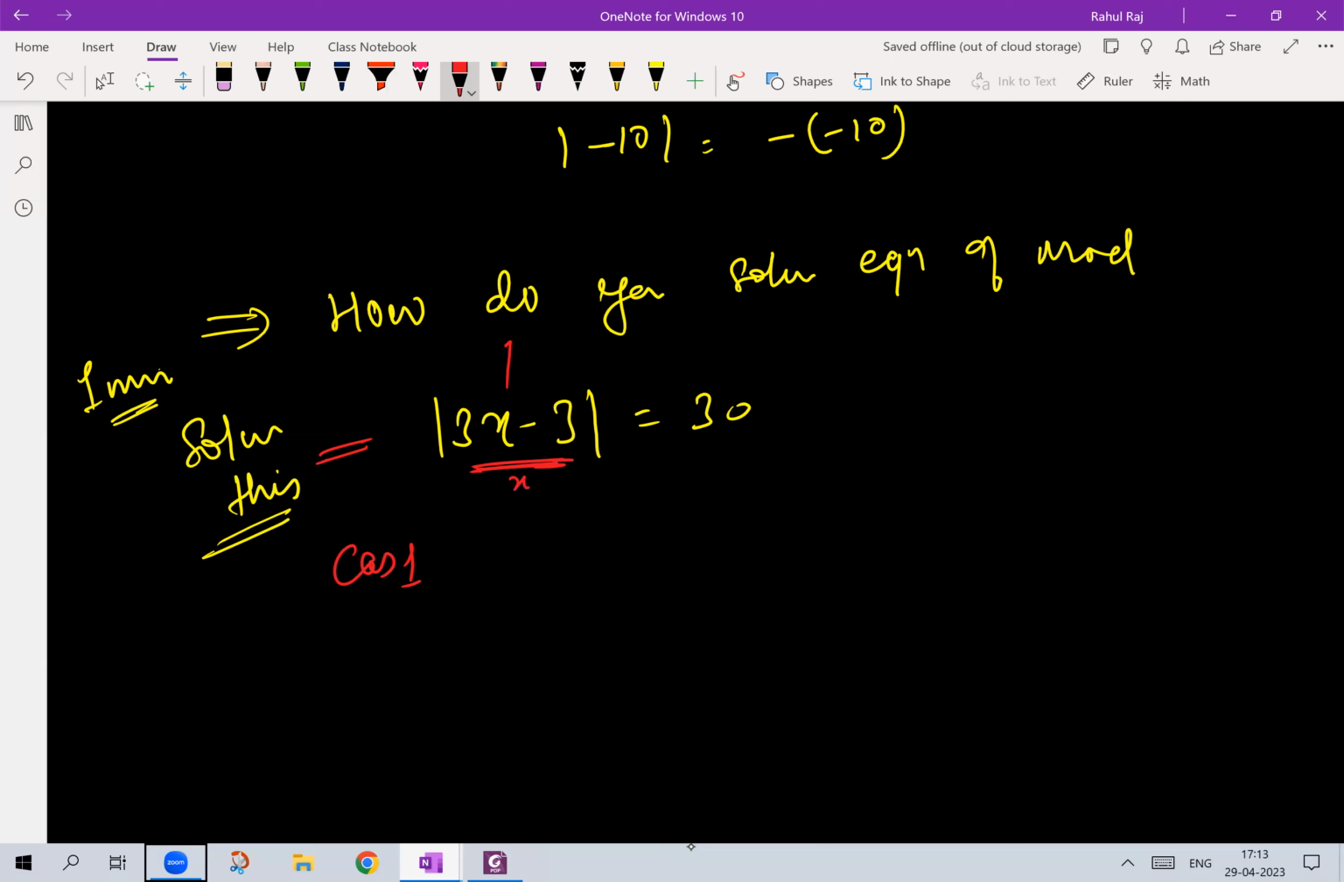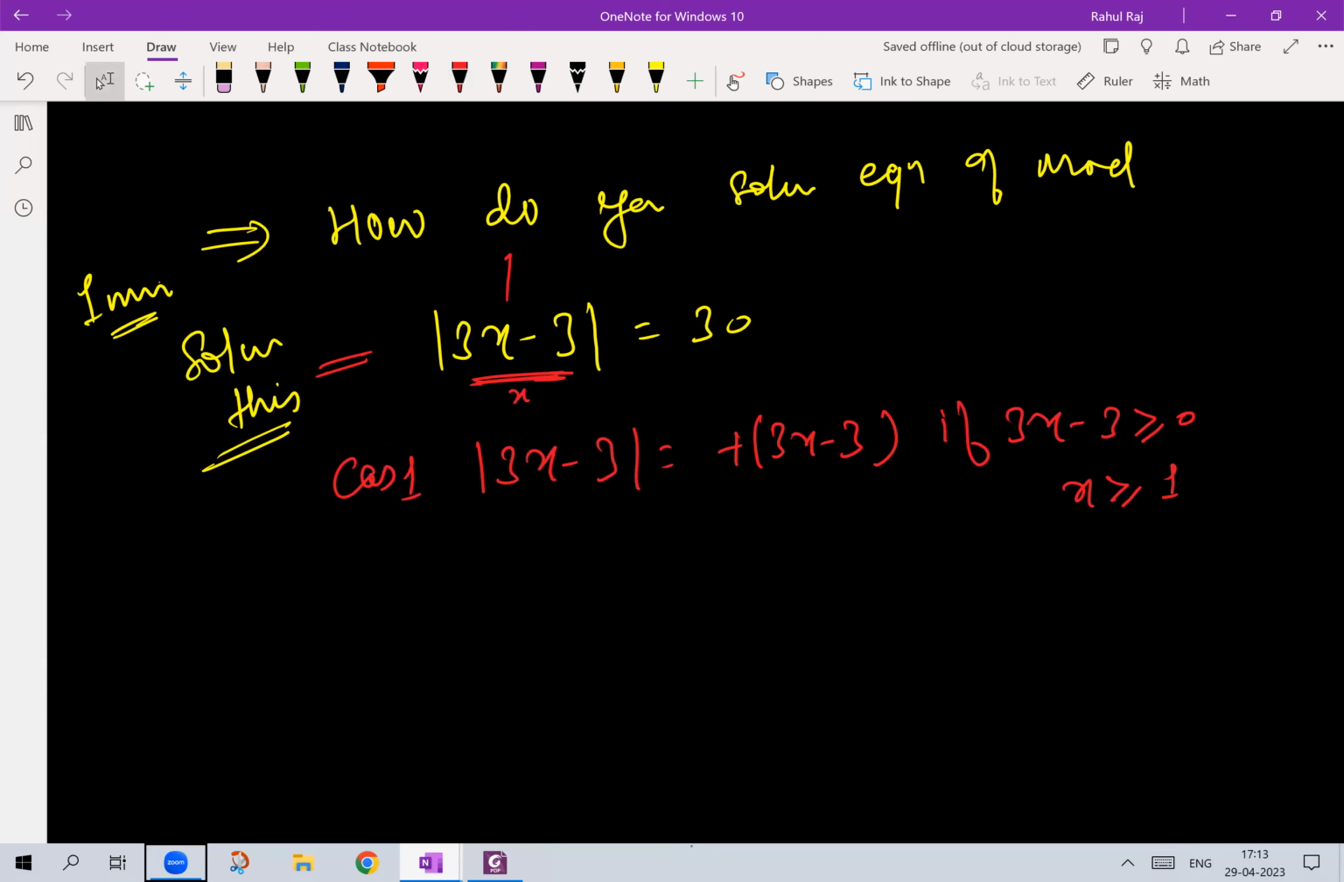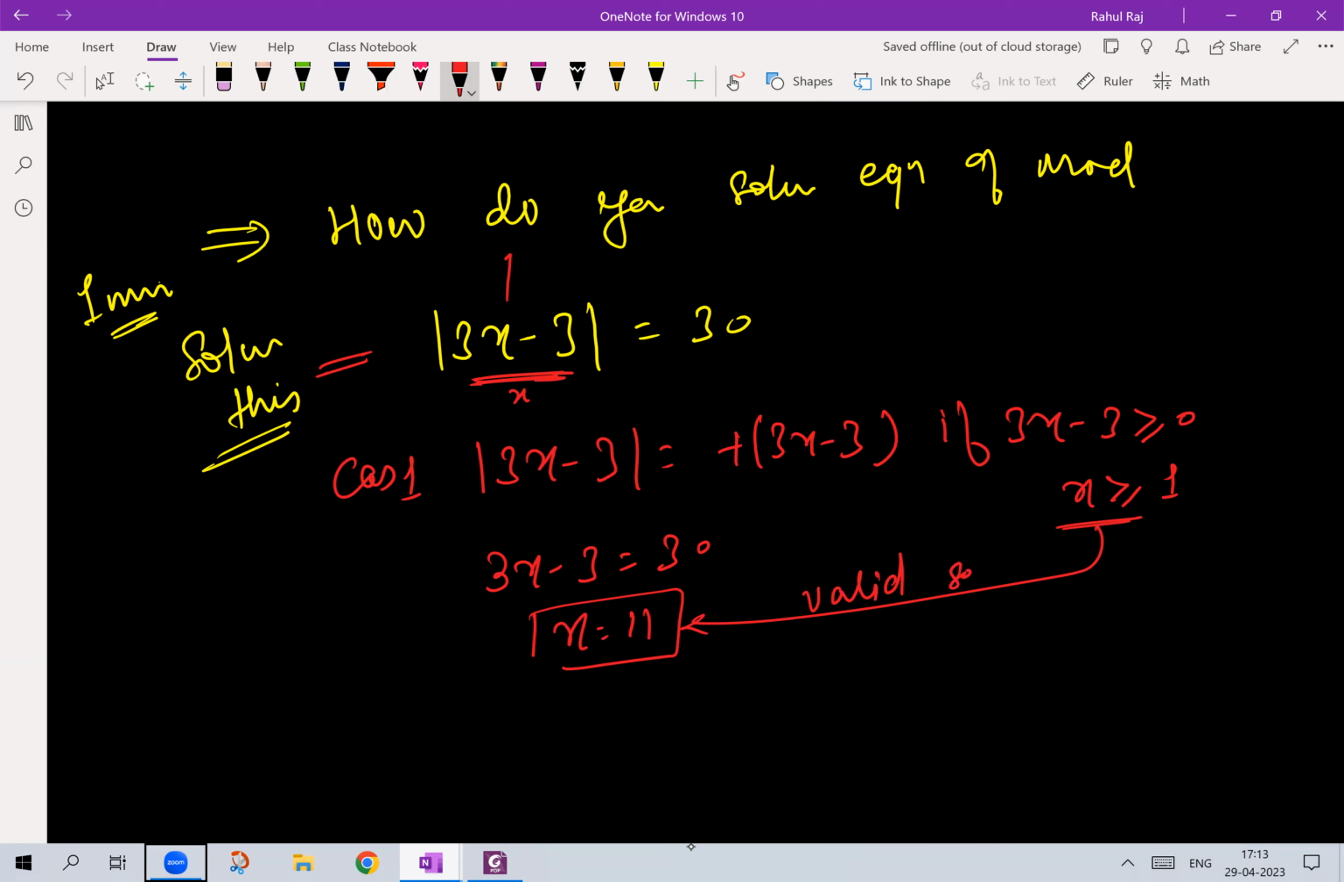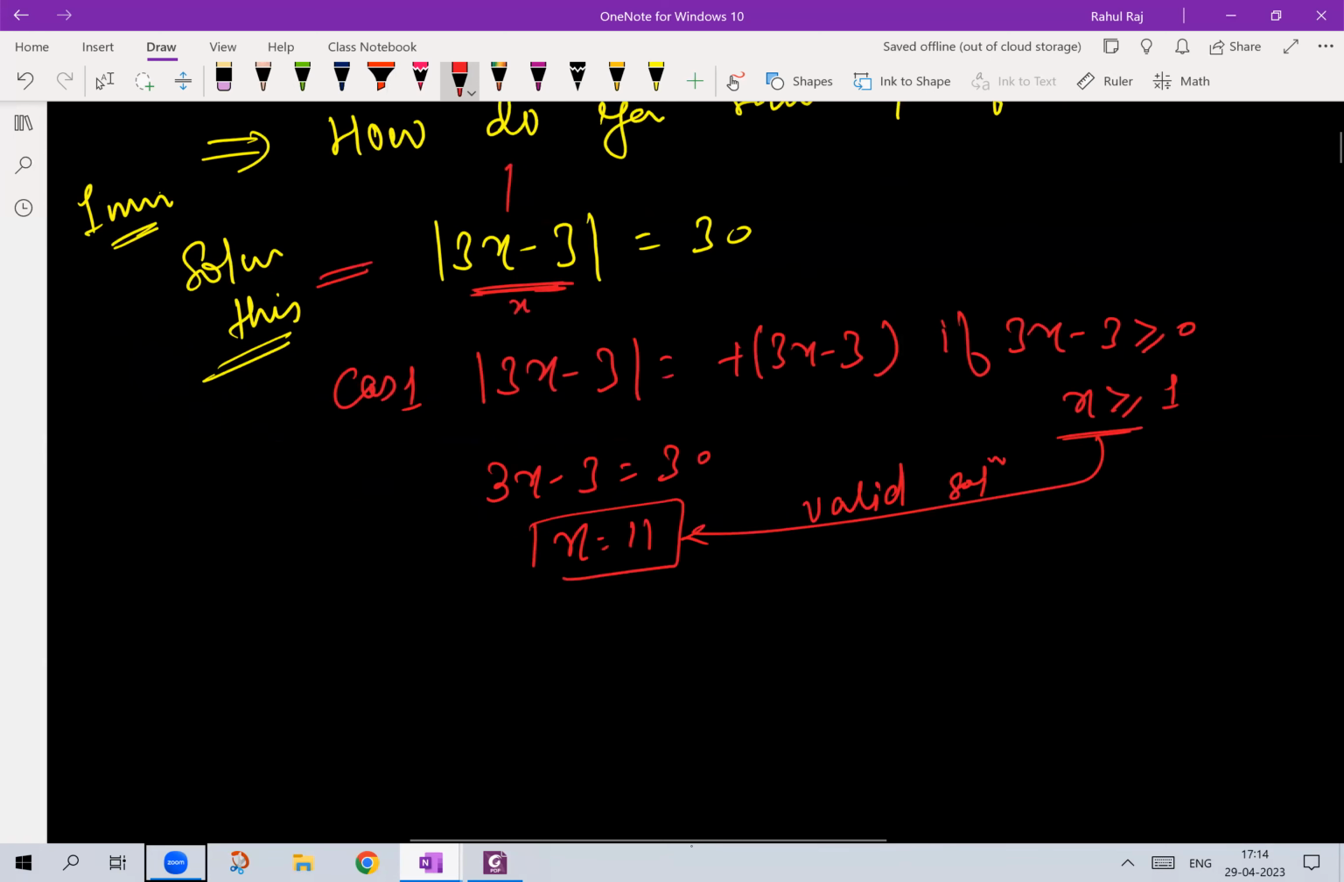So I'll consider this entire thing as x. So mod of x is equal to positive x. Mod of 3x minus 3 is equal to positive 3x minus 3 if 3x minus 3 is greater than or equal to 0. That is, x is greater than or equal to 1. Now you simply solve that 3x minus 3 is equal to 30 and x is equal to 11. So for x greater than or equal to 1, x is equal to 11, a valid solution. It's straightforward. Case 2.